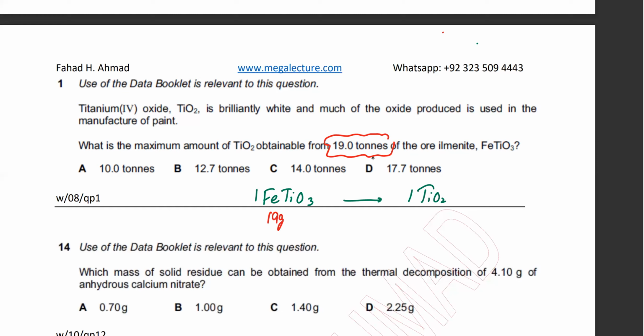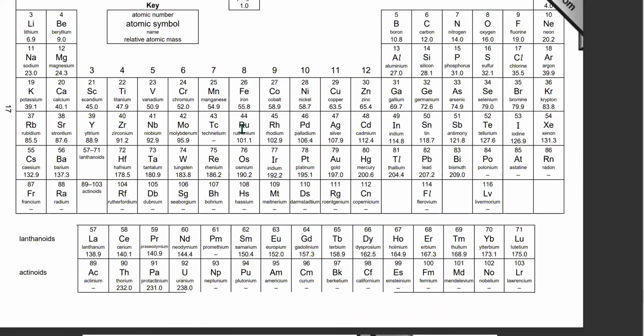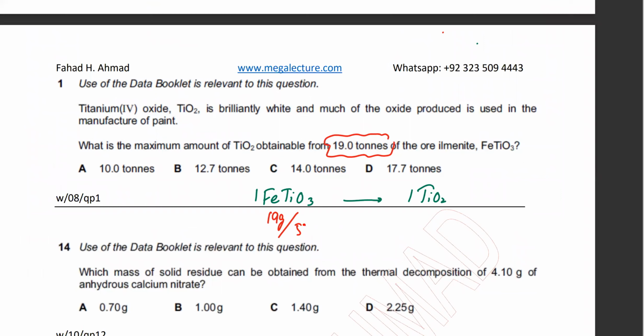I'm going to try and find the moles: mass divided by MR. The MR of FeTiO3 is going to be, make sure you take the exact values, Fe is 55.8, Ti is over here, that's 47.9. So it's going to be 55.8 plus 47.9 plus 3 oxygen, so that's 16 times 3. So you get your moles, mass divided by MR. How many moles are we getting for this? Is there any idea?